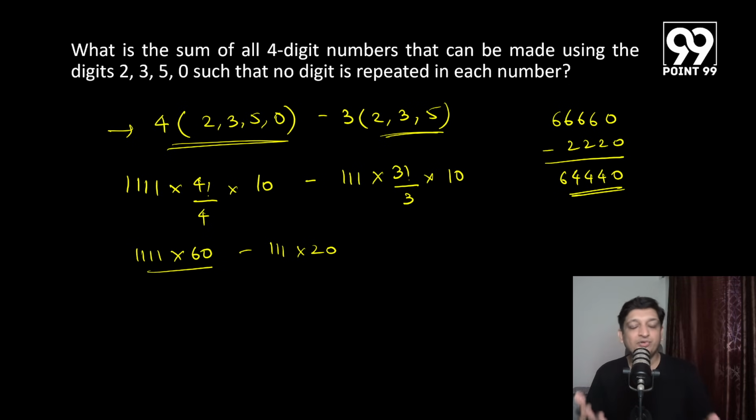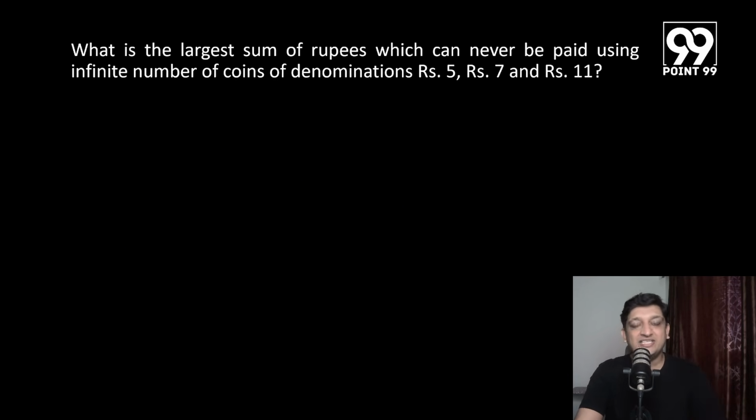So instead of doing that, what you can do is you can just look at this method. All 4-digit numbers, irrespective of whether they start with 0 or not, minus all 3-digit numbers, which will ensure that whatever you had looked at, which started with a 0, all those cases are eliminated. And that will basically help you solve this question nicely. Let's move on to the next question that we are looking at.